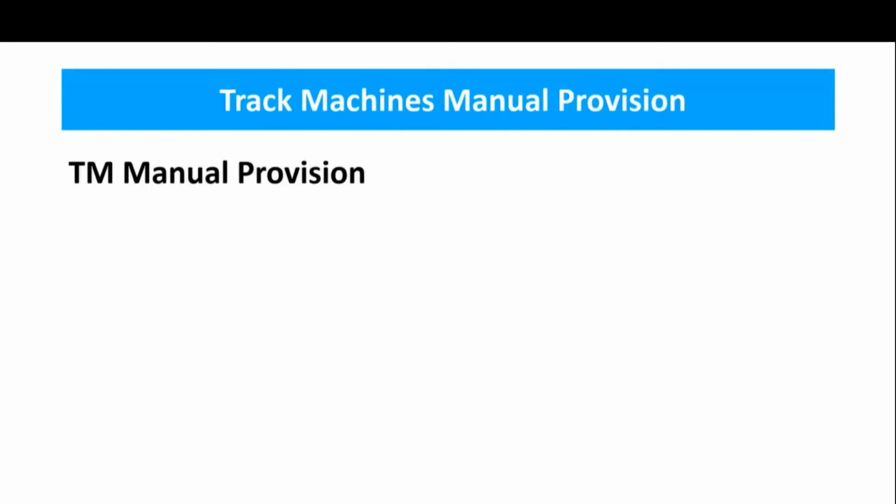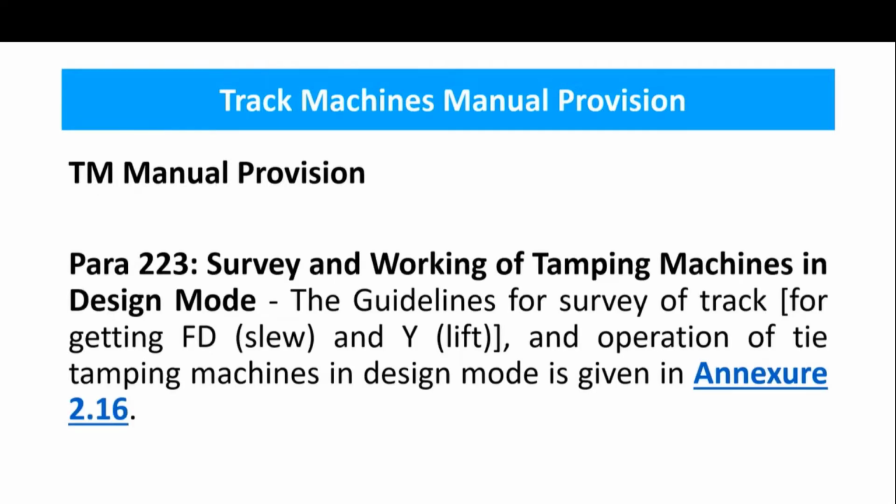This manual lays down the guidelines for survey of track, for calculating the FD value and the FL value. FD value is slew and FL is lift. So these method guidelines are given in the track machine manual para 223.